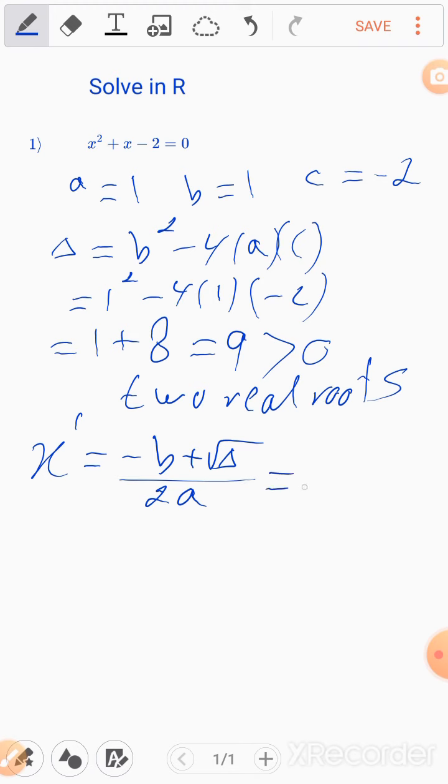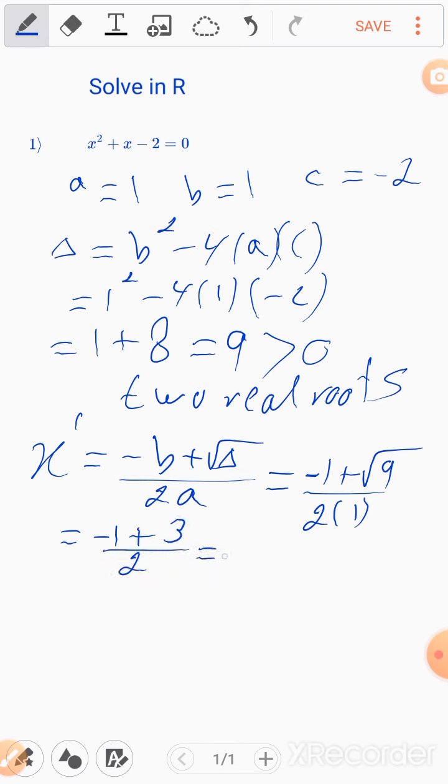It is equal to minus b, which is minus 1, plus radical delta, radical 9, over 2 times 1. It is equal to minus 1 plus 3 (radical 9 is 3) over 2 times 1, which is 2. So it is equal to 2 over 2, which is 1. This is the first root.